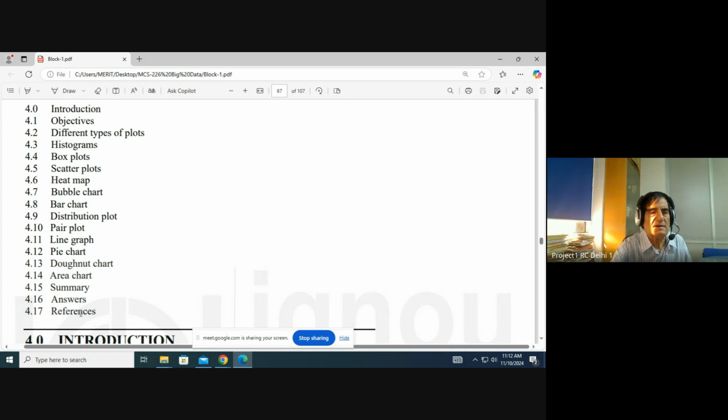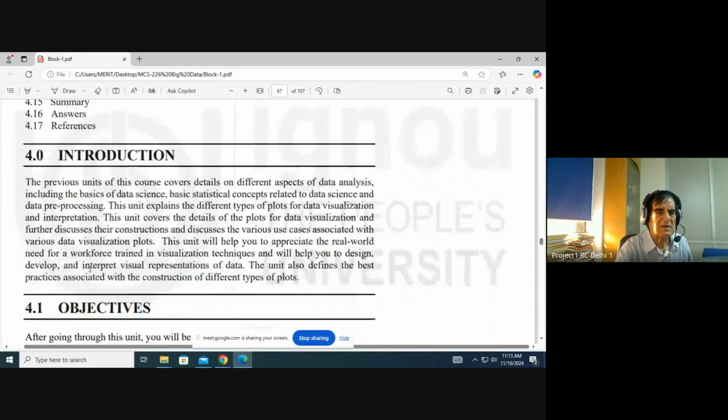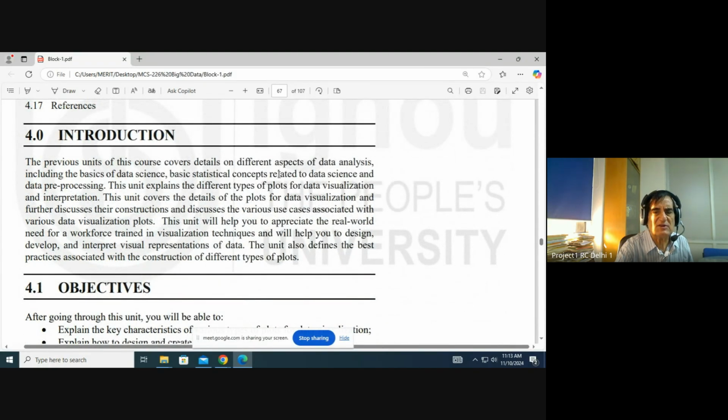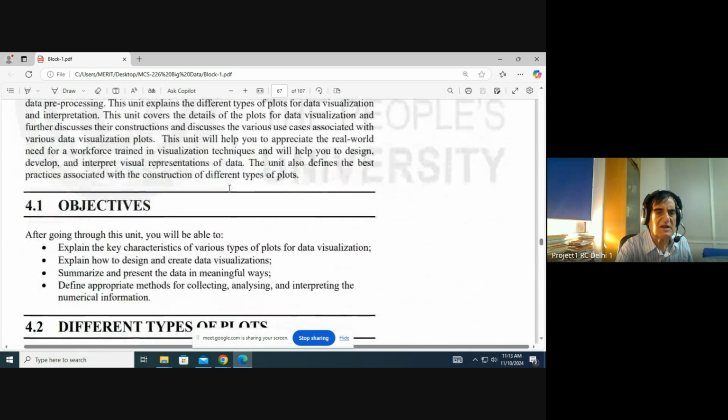This unit talks about data visualization and interpretation. So you have histogram, box plot, scatter plots, heat map, bubble chart, bar chart, distribution plot, pair plot, line graph, pie chart, donut chart, area chart, and so on and so forth. The previous unit covers details on different aspects of data analysis. Now we'll see how you present this, to help you appreciate the real world need for workforce trained in visualization techniques, so that you know how to visualize the data and design.